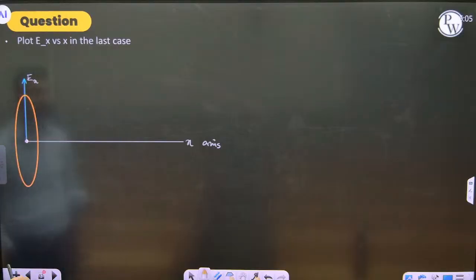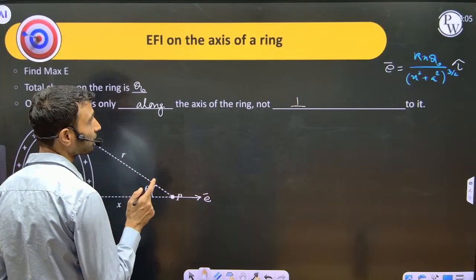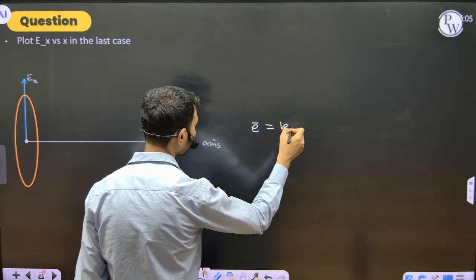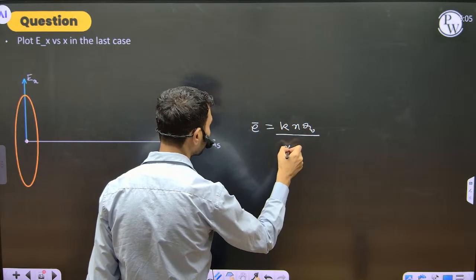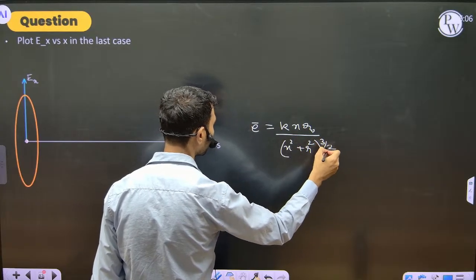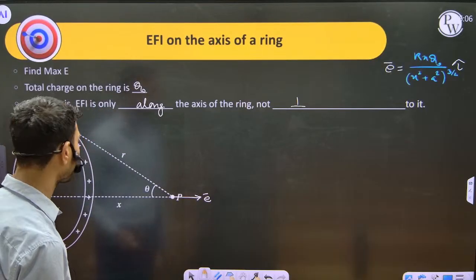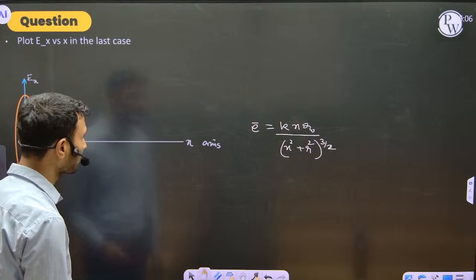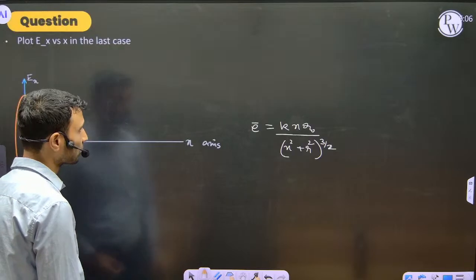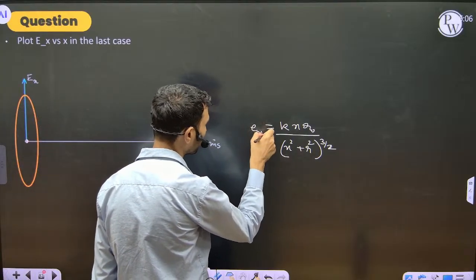Now, let us listen to something very interesting. I'll write that formula here again. E vector is equal to kx q naught divided by x square plus r square to the power 3 by 2. I think this is the formula. Okay, so that's the electric field, or the x component is Ex, you can call it this, right?